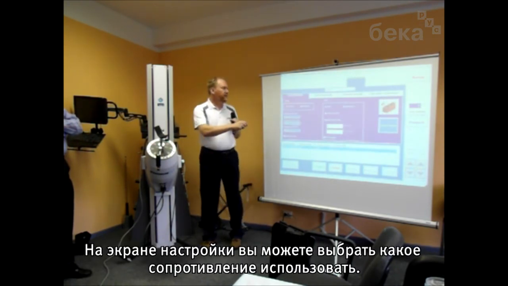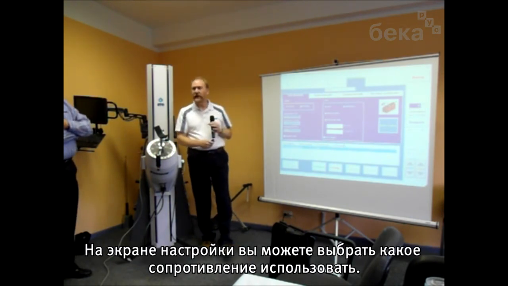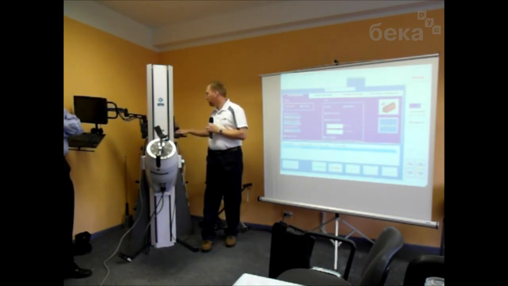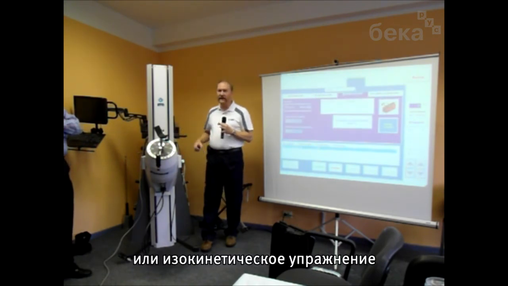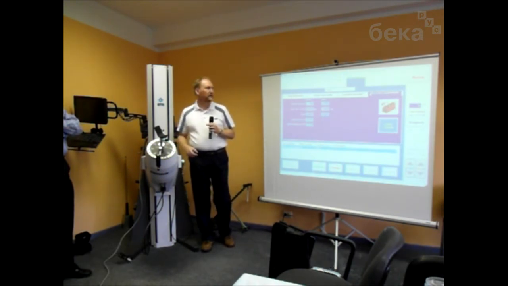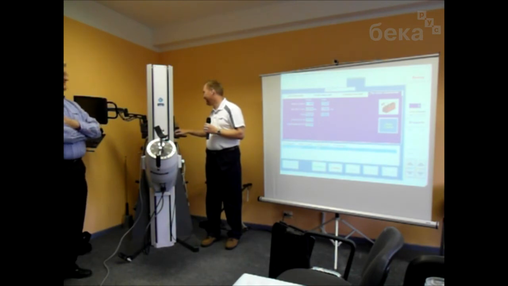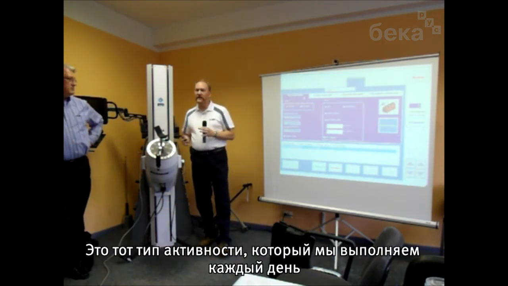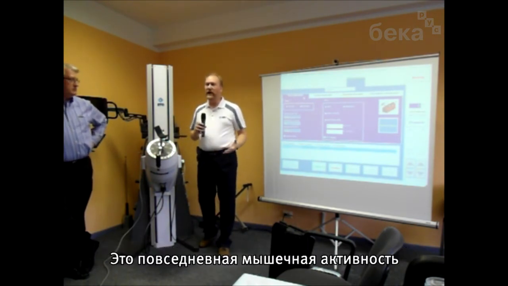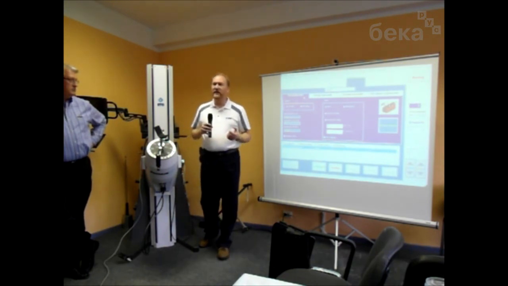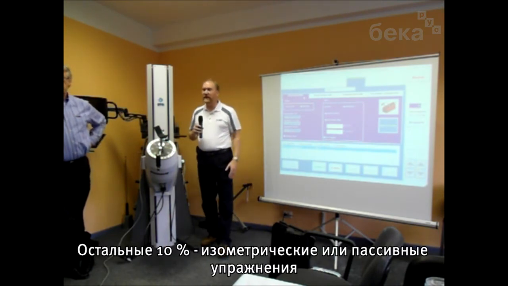And then it just opens up these tabs so you can choose what mode of resistance you want to use. So if you want to create an isotonic exercise, or an isometric exercise, an isokinetic exercise, or a continuous passive motion exercise. The most common setup in exercising is isotonic. Now, that's the way activities are performed in everyday life. That's the normal way muscles move. So probably 90% of your exercises will be isotonic. The other 10% will probably be either isometric or CPM.